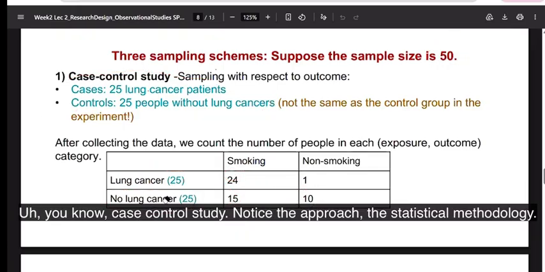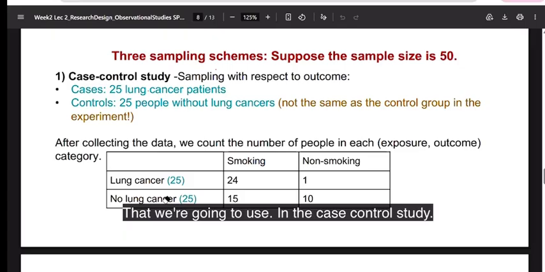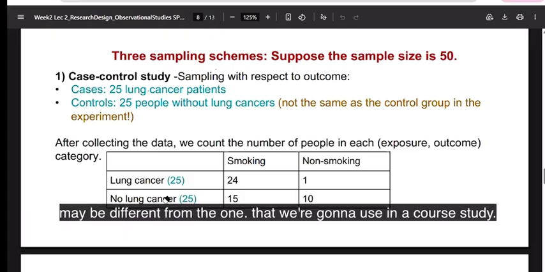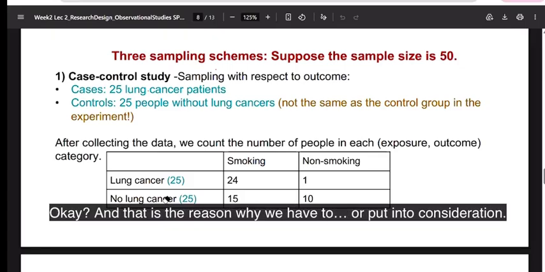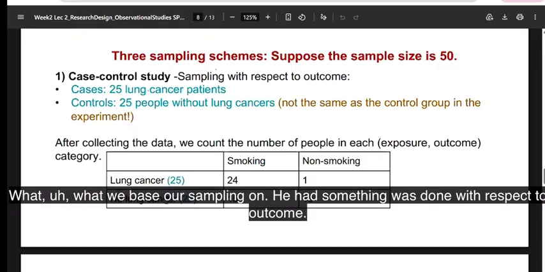Let me tell you this. The statistical methodology that we're going to use in a case control study may be different from the one that we're going to use in a cohort study. And that is the reason why we have to take into consideration what we base our sampling on. Here, the sampling was done with respect to outcome.